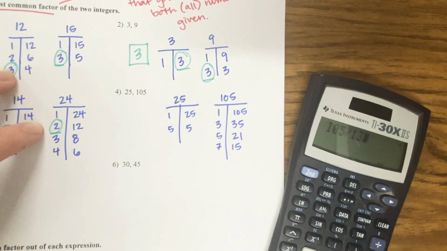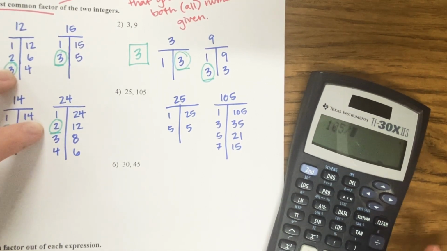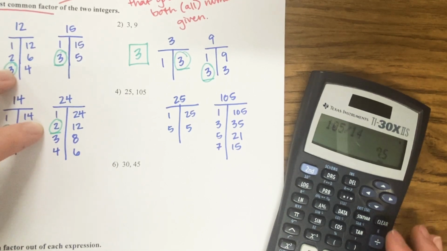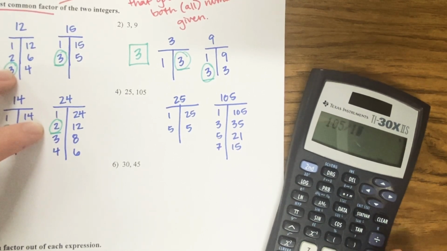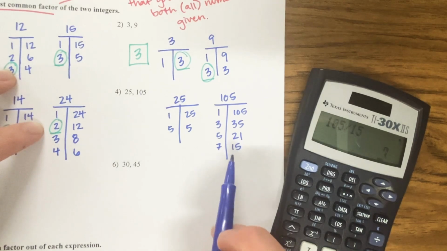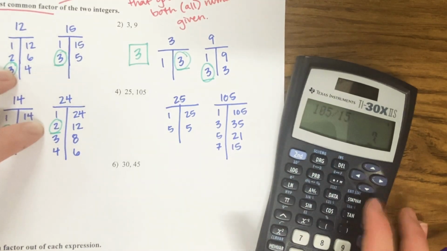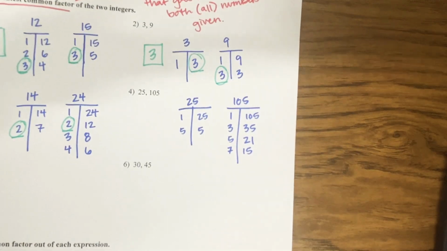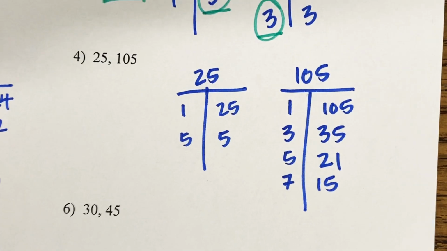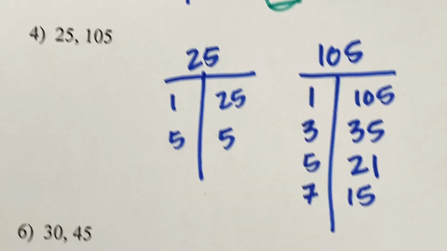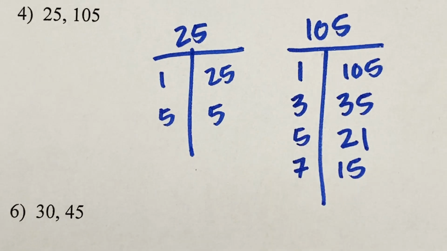105 divided by 13, decimal. 105 divided by 14, decimal. 105 divided by 15, boom, it's already on our list. Okay, so we know that we're done. I intentionally showed you guys that to show you how to check if numbers are factors or not. Okay, so our lists are done.